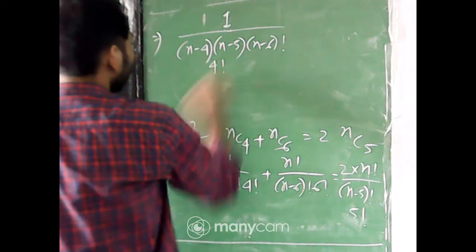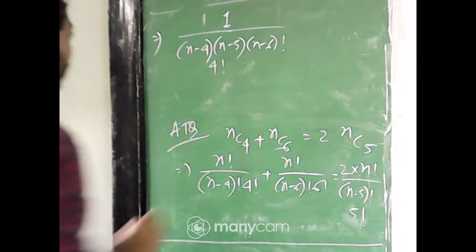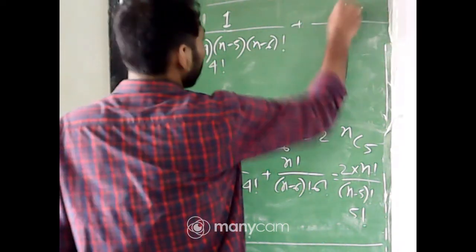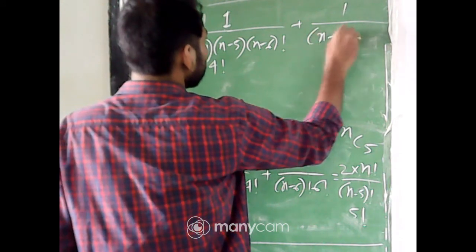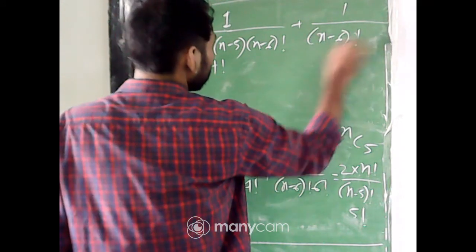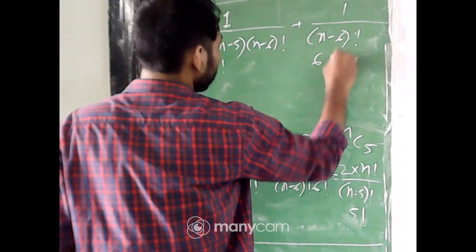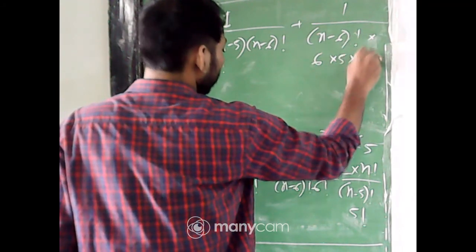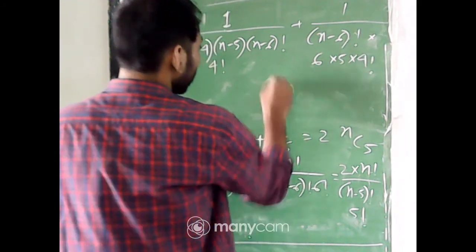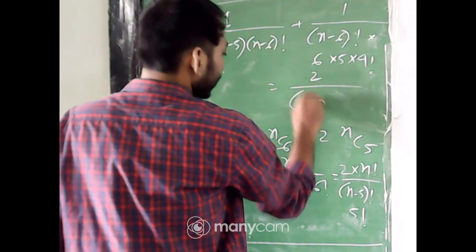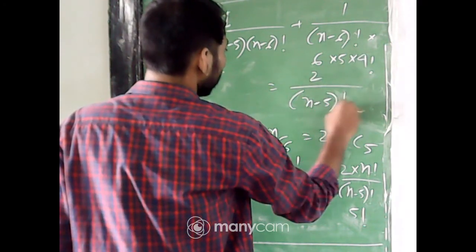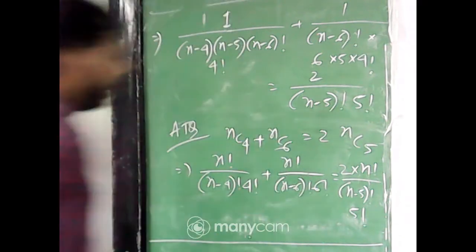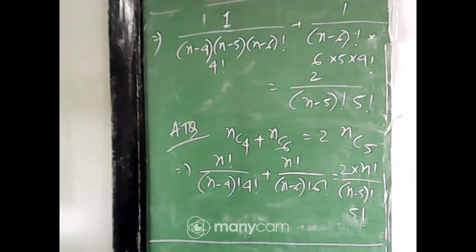Into there will be a 4 factorial plus 1 by n minus 6 factorial into 6 into 5 into 4 factorial equals to 2 by n minus 5 factorial into 5 factorial. Okay. Now we will add the left hand side.